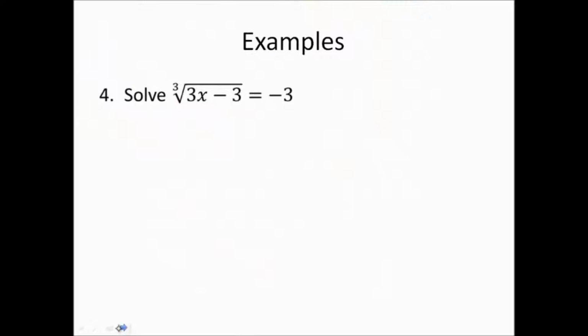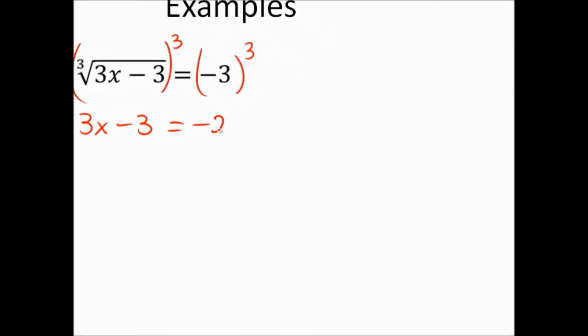Let's take a look at a cube root example. Similarly to square roots and squaring, cube roots can be cubed. So you want the cube root on its own on one side, and then you can cube both sides. Let's try that out. The cube eliminates the cube root, giving us 3x minus 3 equals negative 3 cubed, which is negative 27. Now let's solve that.